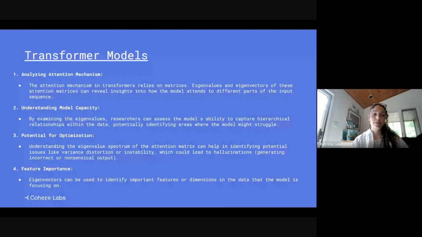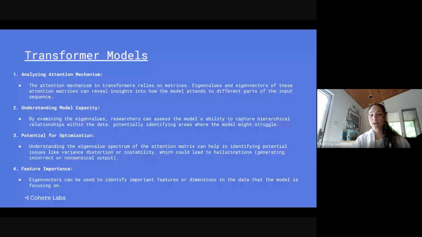It also has a potential for optimization. Understanding the eigenvalue spectrum of an attention matrix can help identify potential issues like variance distortion or instability, which can lead to hallucinations. For those of you who don't know, hallucinations are basically when models generate incorrect or nonsensical outputs.